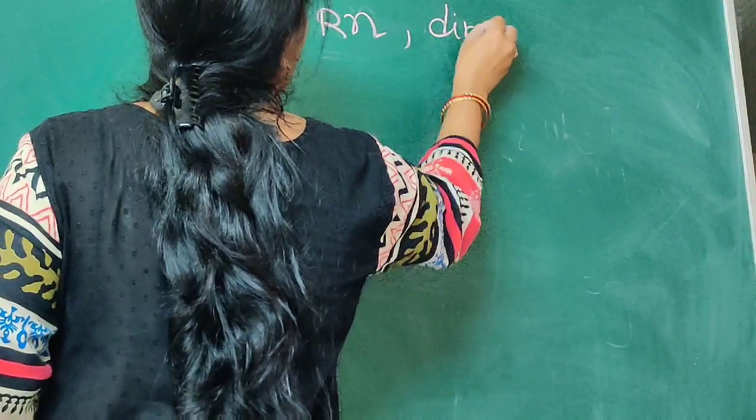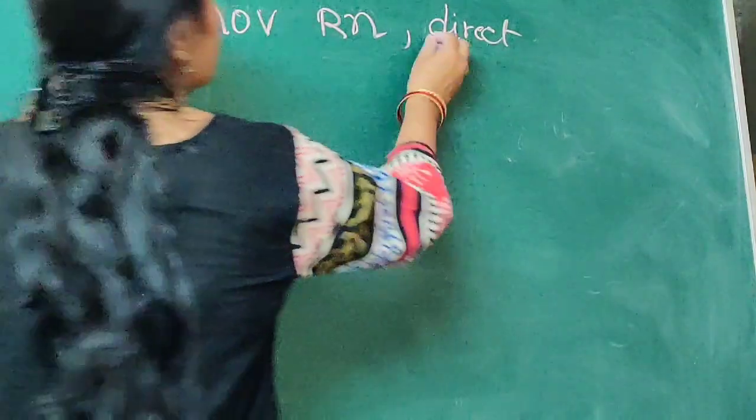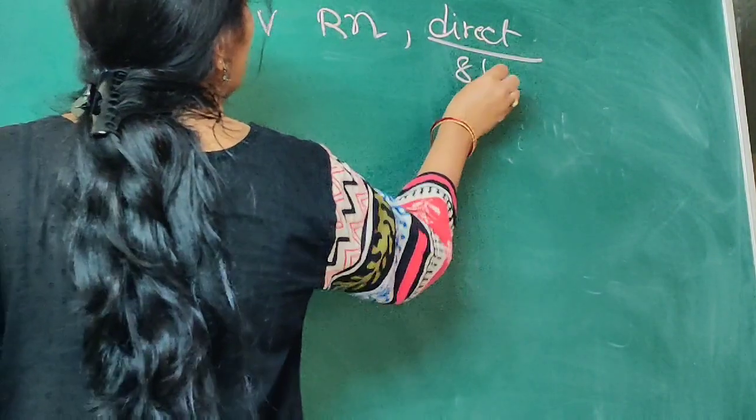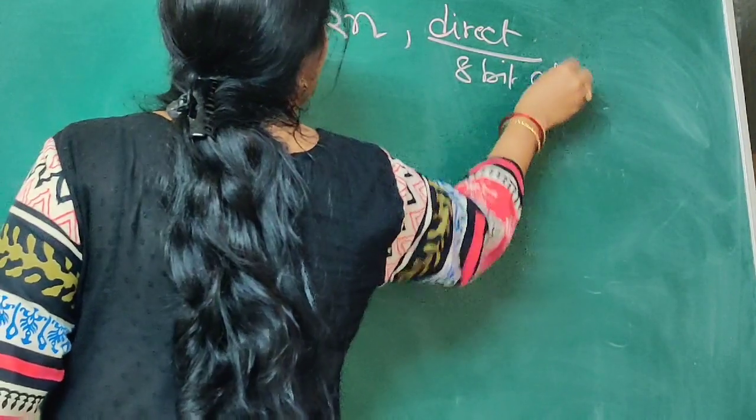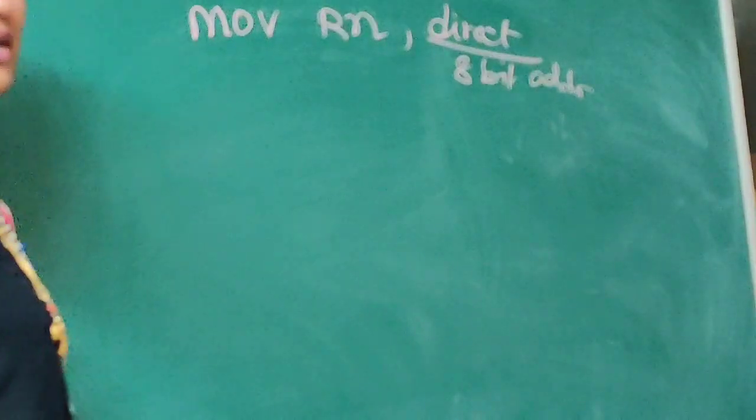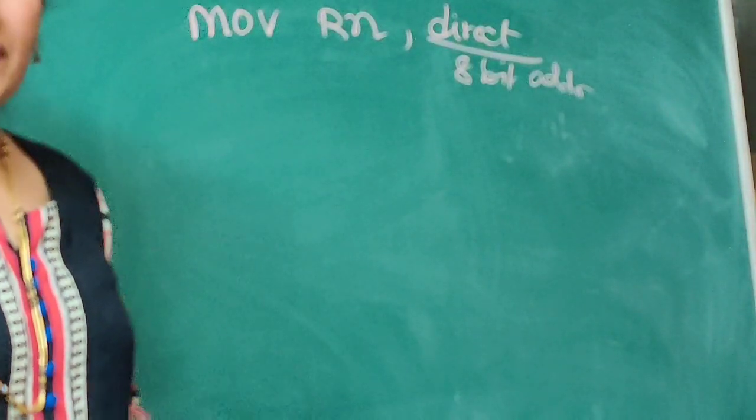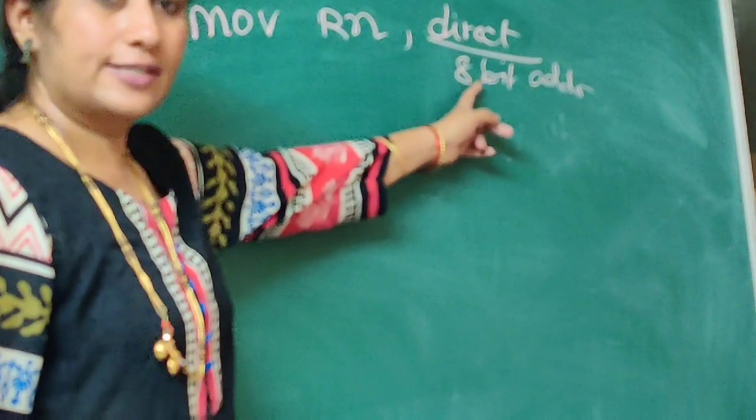Move Rn, direct address. So what is this? This is the internal RAM address, so it's going to be an 8-bit address. The internal RAM available to the user is 128 bytes, so it is an 8 bit address here.